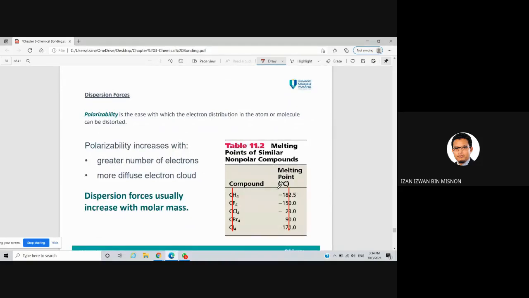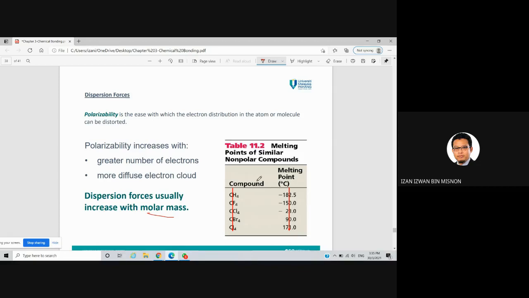The polarizability is the ease with which the electron distribution in the atom or molecule can be distorted. So we can have an idea of the polarizability of the molecule. The polarizability increases with a greater number of electrons. A higher number of electrons will give higher polarizability and a more diffuse electron cloud. So the dispersion force usually increases with the molar mass. So as the molar mass increases, the polarizability will increase.